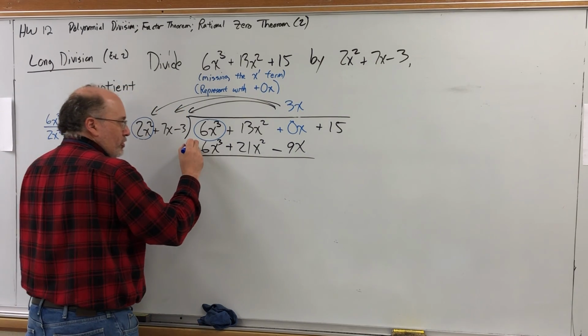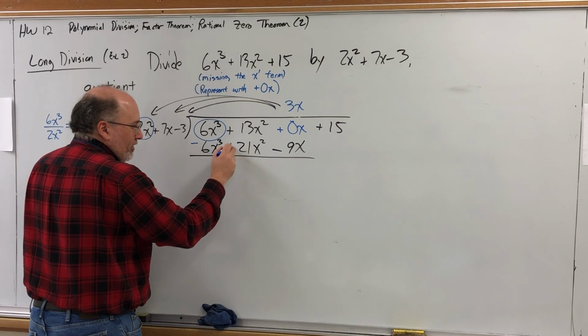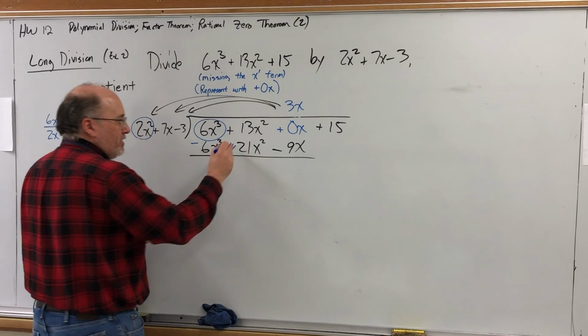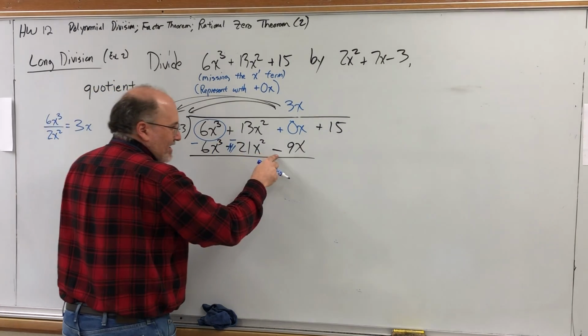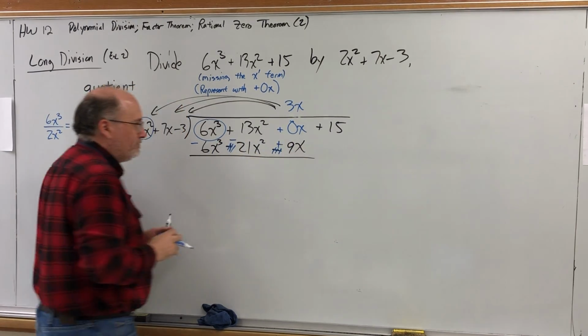So this 6x cubed becomes negative. The positive 21x squared becomes negative. And the negative 9x becomes positive.